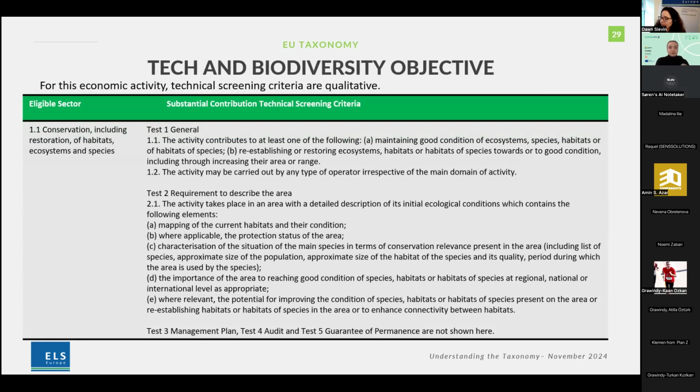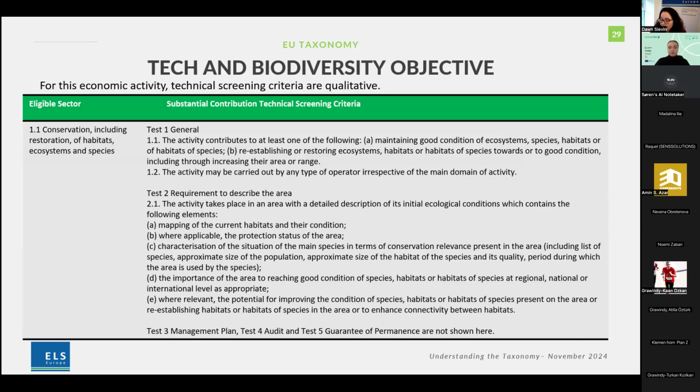I'm not going to go into detail on these, but generally the TSC are looking for, number one, that it substantially contributes to, as I mentioned, a range of different terrestrial, marine and freshwater ecosystems. It must be able to describe the area, so a mapping of where they're actually making a substantial contribution. Again, as enablers, you would enable that.